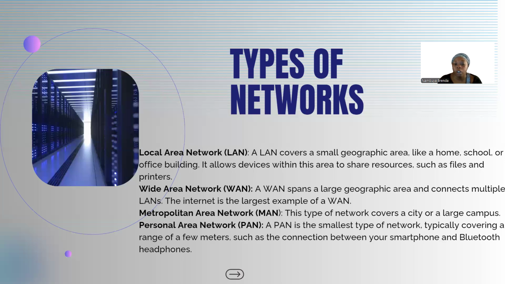So let's go to our next one, which is a metropolitan area network. This is a type of network that usually covers a city or a large campus. Let me give Kampala as an example. You have different people living in the city and those working around. What the metropolitan area network does is gather all the LANs and WANs.